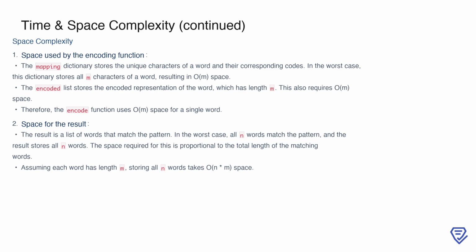The encode function uses a dictionary called mapping to store unique characters and their corresponding codes. In the worst case, this dictionary will hold all m characters of a word, so it requires O(m) space. Additionally, the function creates an encoded list to store the encoded representation of the word, which also has a length of m and hence uses O(m) space. Therefore, for a single word, the encode function utilizes O(m) space. On top of this, the result list stores the words that match the pattern. If all n words match, the result list will contain all n words, each of length m. This requires O(n*m) space in the worst case.